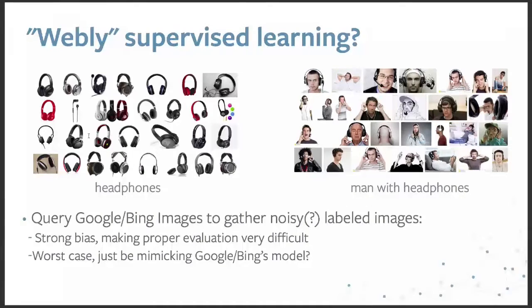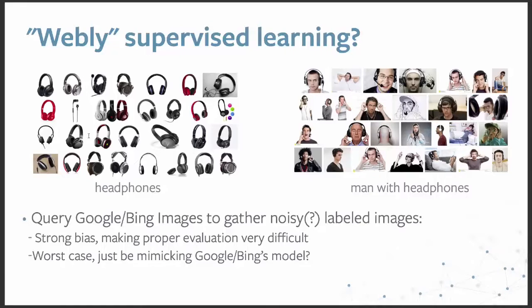There have been several approaches proposed in the last 10 years to go around that problem. The first one is usually called web-based supervised learning, which consists of going online, usually using the Google search engine or Bing, and gathering data by querying things like headphones or men with headphones. Obviously, the problem is that you get a very particular type of images, product images.